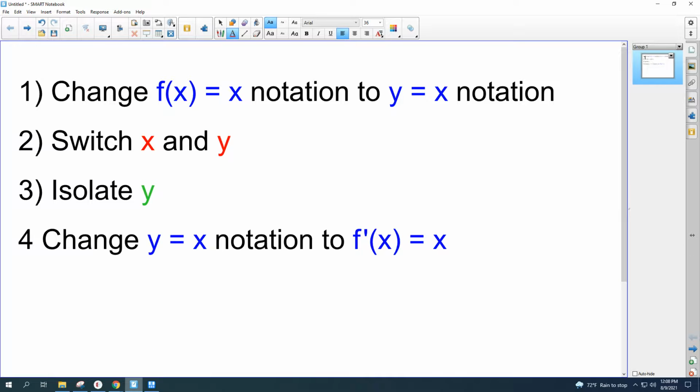So write this down on the back of the paper. These are important steps. This is what we're going to do over and over again. Step 1, change the f of x into a y. Step 2, switch x and y. Step 3, isolate y, or solve for y, get it by itself. Step 4, change y equals x back to the f of x notation. So notice it's going to be an f prime. So f apostrophe, that's how we're going to show it's the inverse. So f prime of x, or f inverse of x.